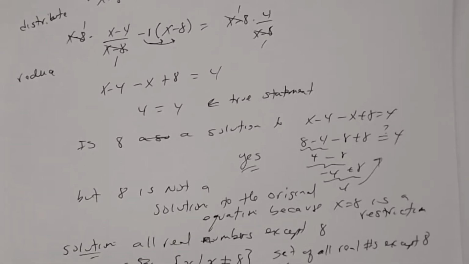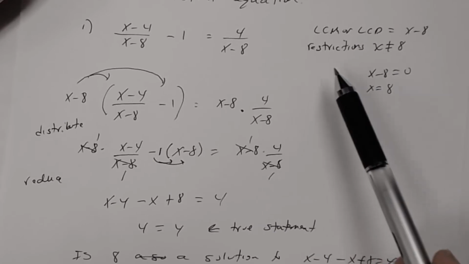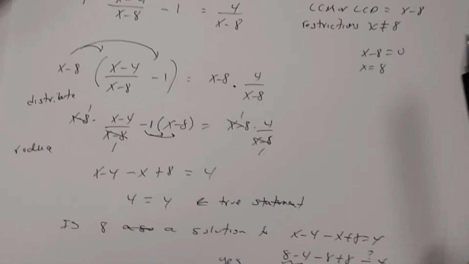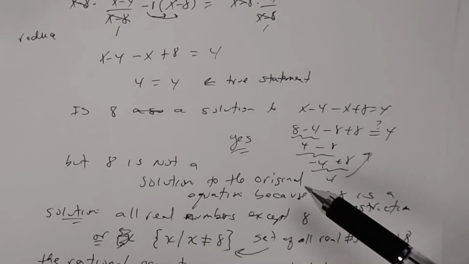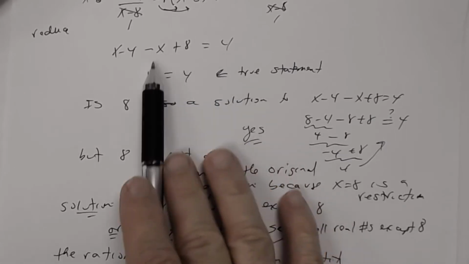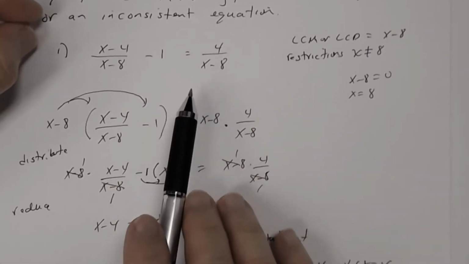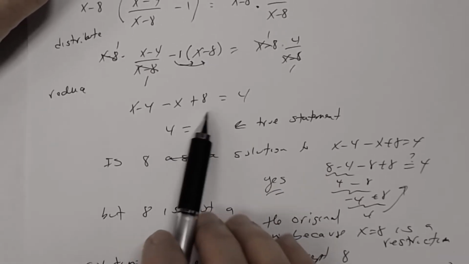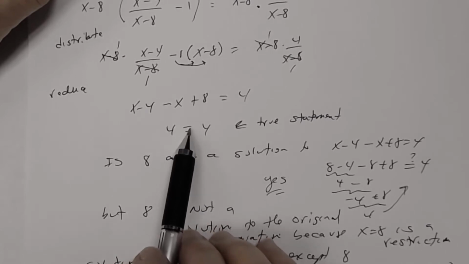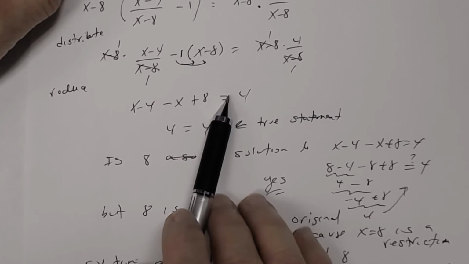A couple of things you have to remember about solving these. Notice we had to multiply both sides by the LCD. We had to find the LCD. We had to determine the restriction. Go through the process and make sure you understand what this means. When we solved this rational equation, we ended up with a linear equation in which the variables disappeared, but that was a true statement. So what that means is that for this linear equation, the solution is all real numbers.